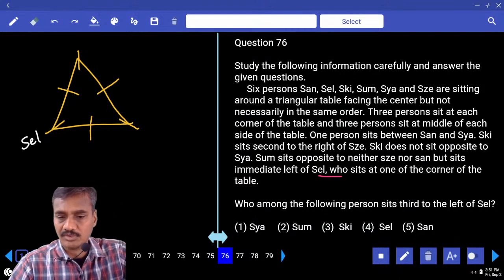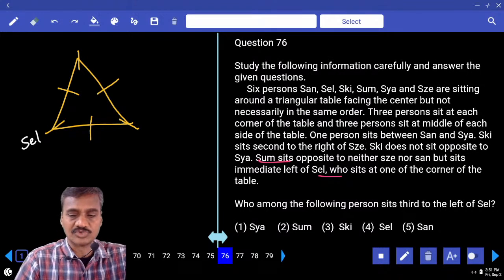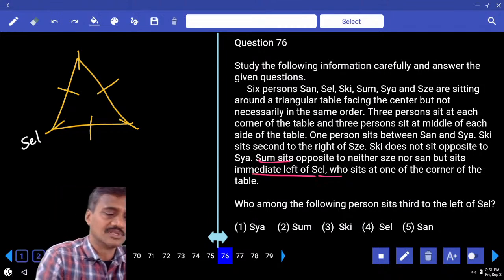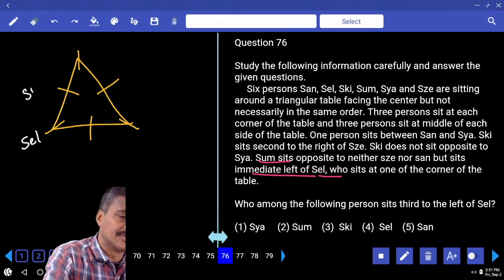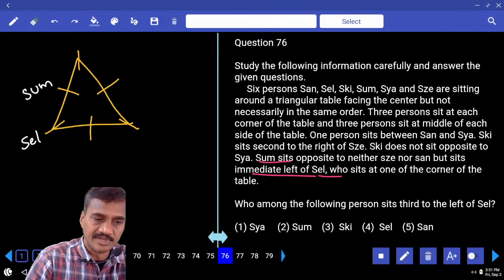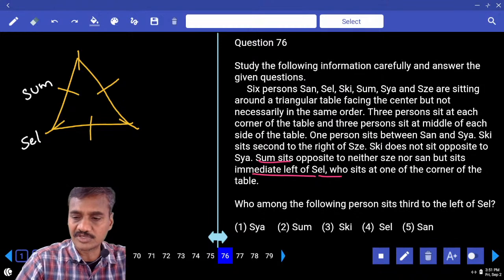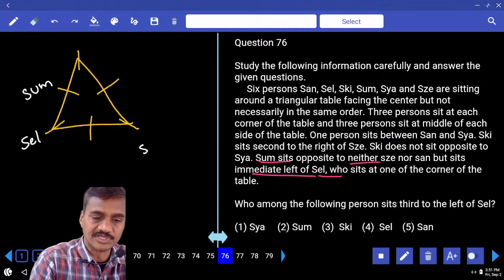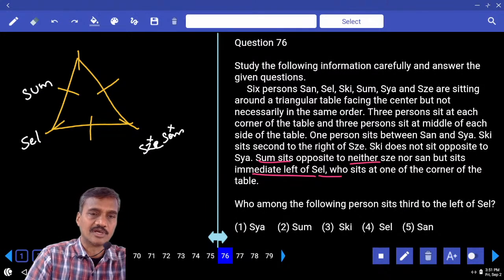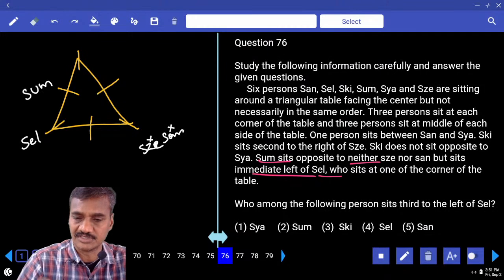Now Sum sits opposite to neither SZE nor SAN, but sits immediately left of Cell. Who is that person? Sum is here, Sum is at this place. Then Sum is not opposite to SZE and at the same time not opposite to SAN.